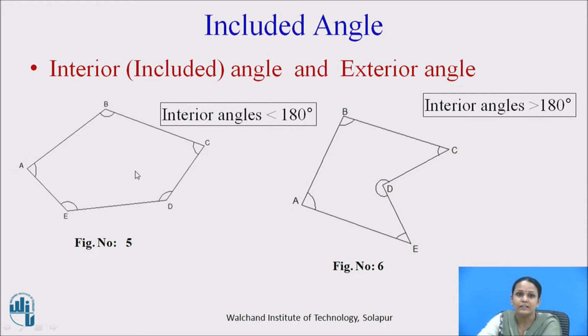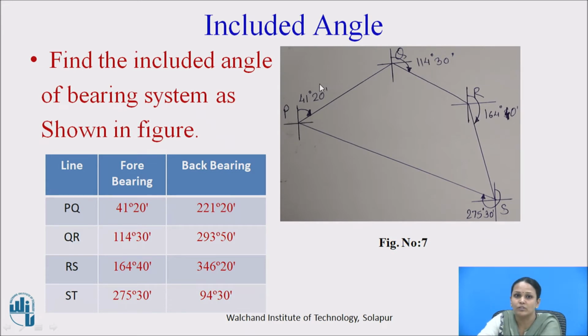Okay. So, the interior angle is normally less than 180 degrees. But in some cases the interior angle can be greater than 180 degrees. If you observe figure 5, all the included angles are less than 180 degrees. But in figure number 6, at angle D, the included angle, that is the interior angle D, is greater than 180 degrees. So in some cases the included angle is greater than 180 degrees, but normally they are less than 180 degrees.